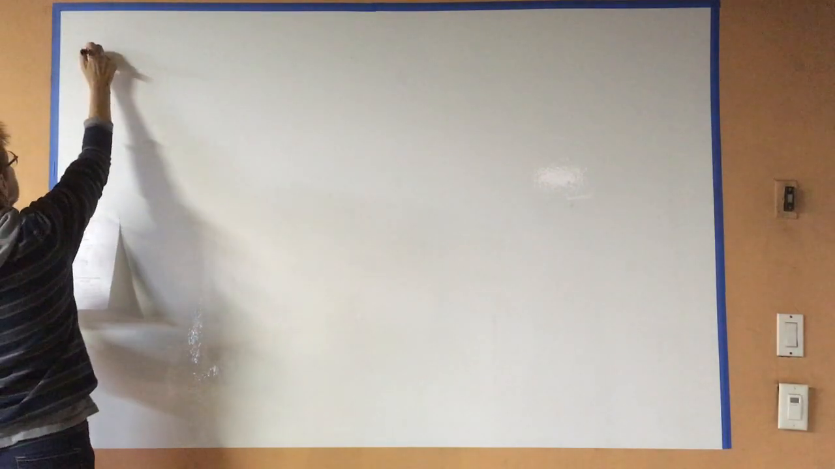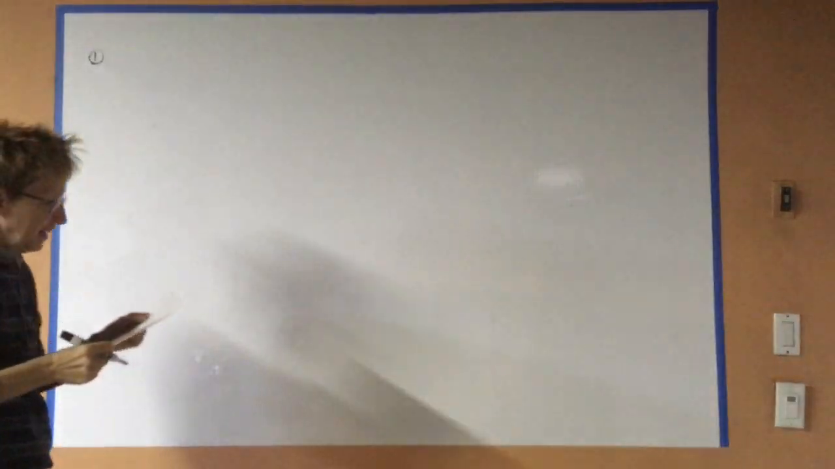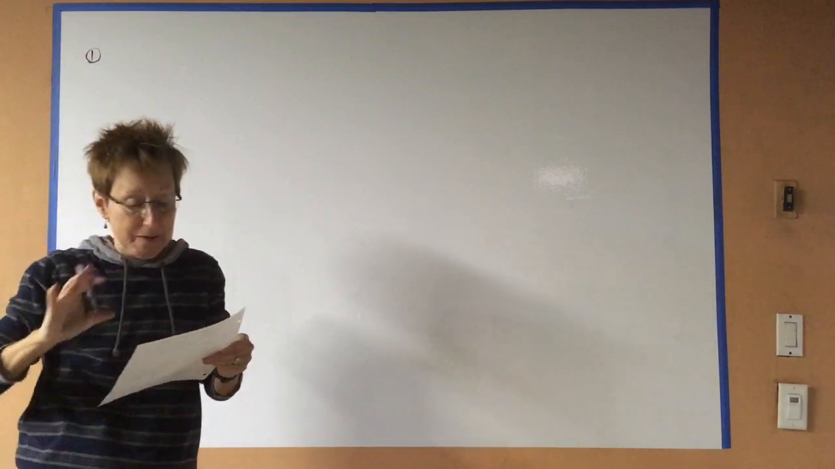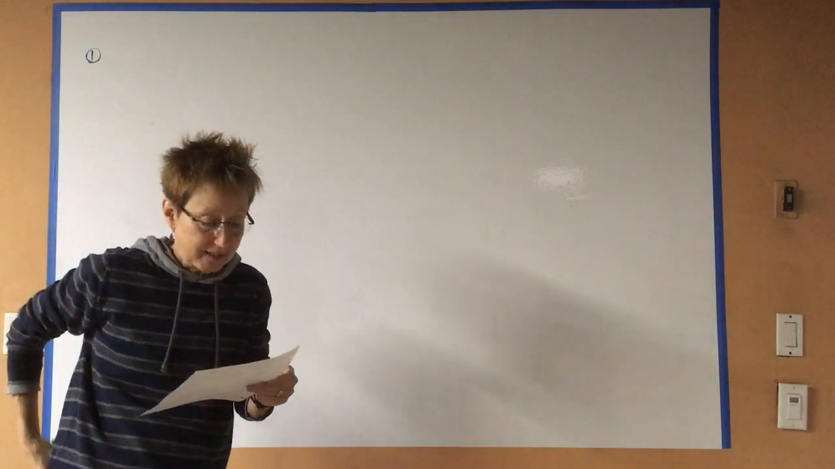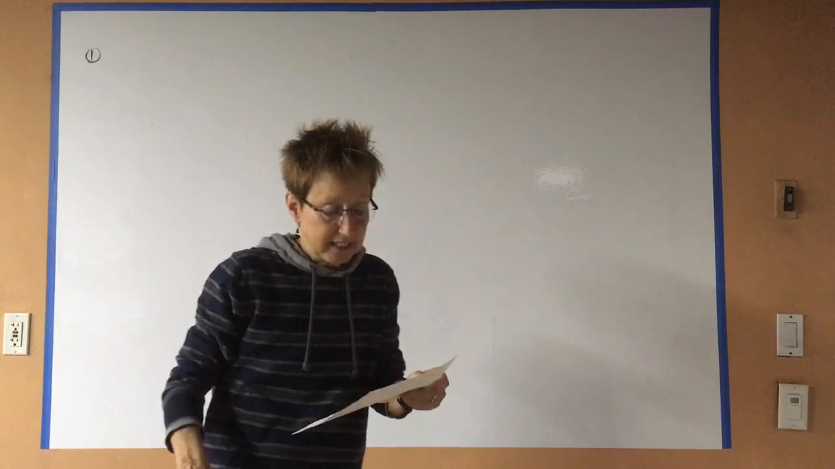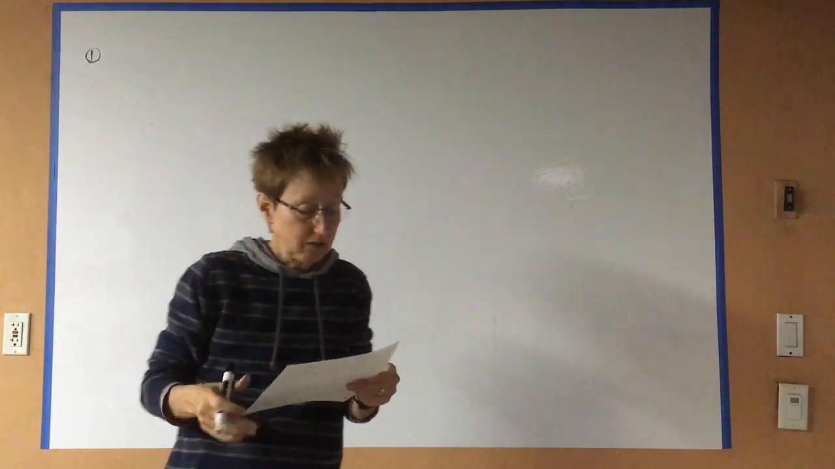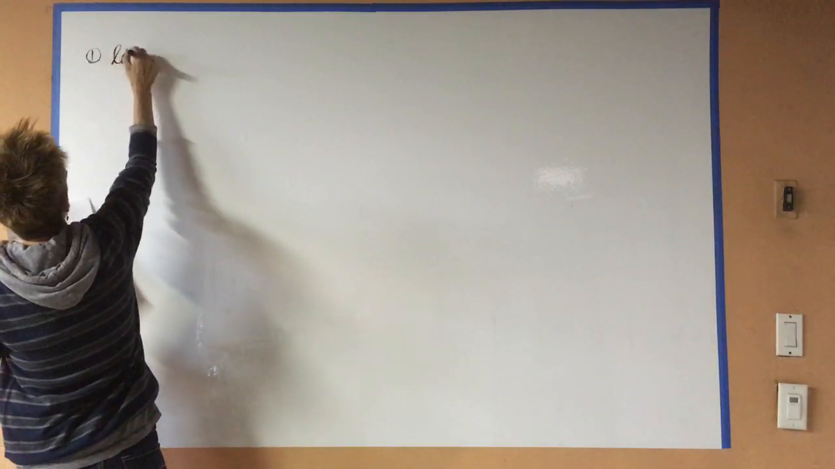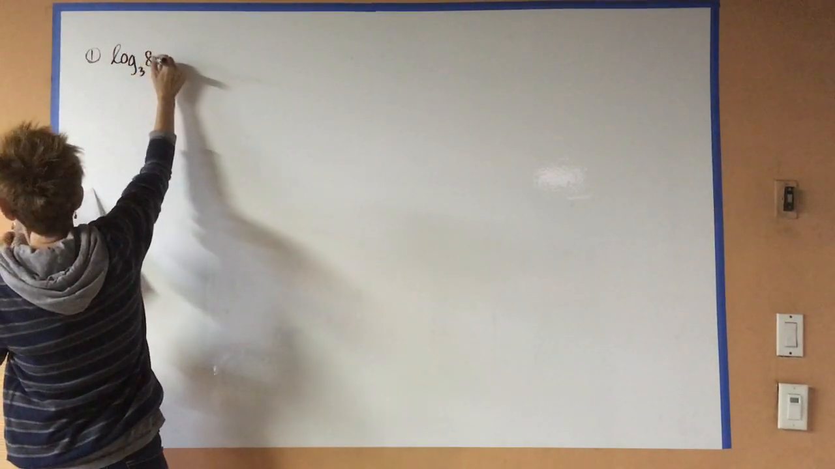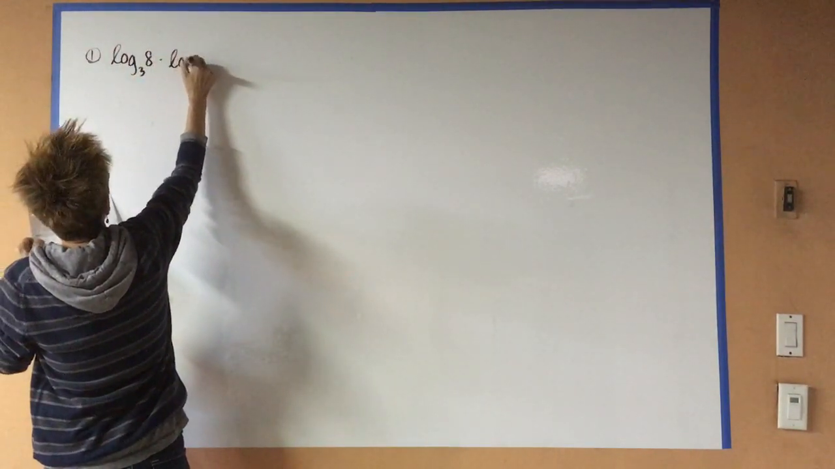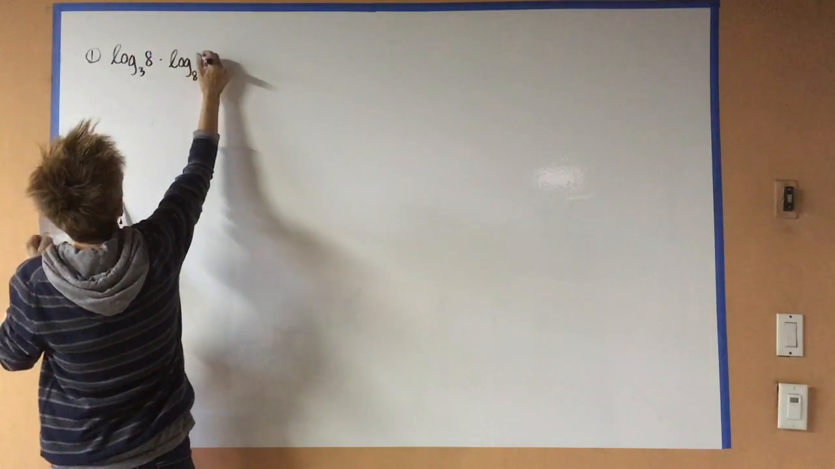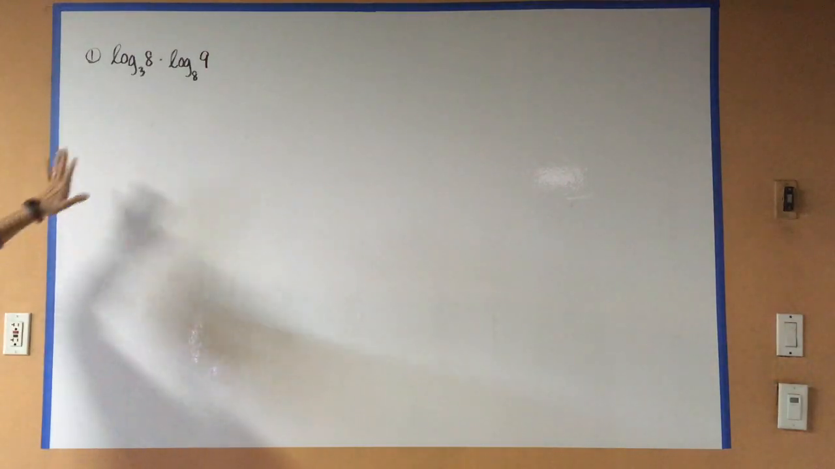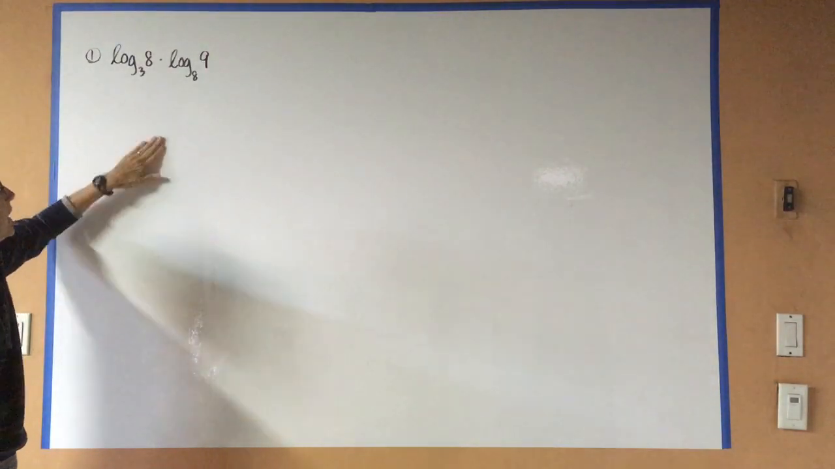So these first two examples say find the exact value using the properties, no calculator. So they don't want me to approximate anything. They're basically saying just get an exact value, don't put it into your calculator. And here's what this first one says: log base 3 of 8 times log base 8 of 9. And they want me to figure this out without the use of my calculator.